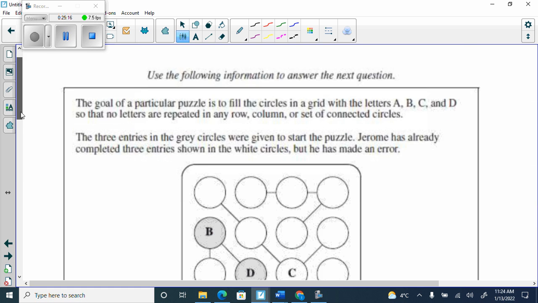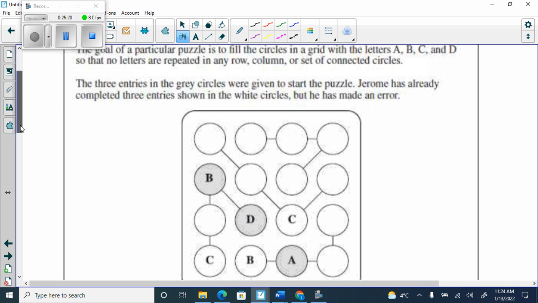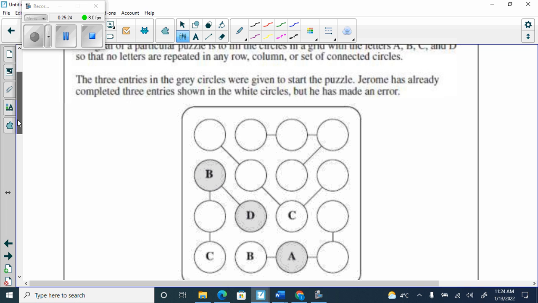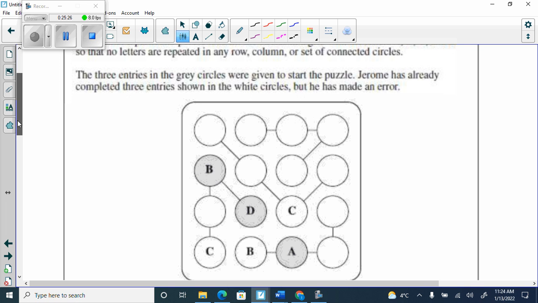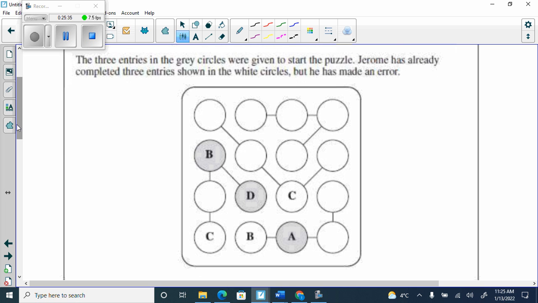Okay, here. So this one says, the goal of a particular puzzle is to fill in the circles in the grid with the letters A, B, C, D, so that no letters are repeated in any row, column, or set of connected circles. So you can't have like a B, B in the same row or connected with the lines. The 3 entries in the gray circles were given to start the puzzle. Jerome has already completed 3 entries shown in the white circles. So these gray ones can't change.